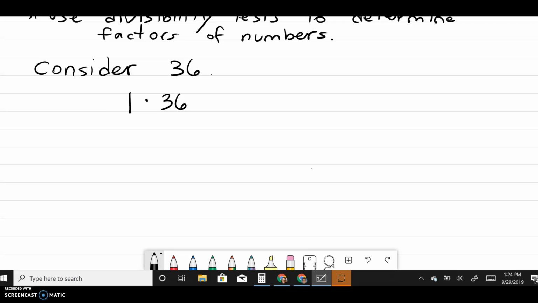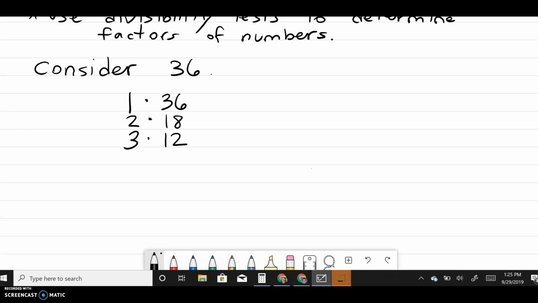Now I'm going to use my divisibility tests. So the next number would be 2. Since 36 is even, that means we can divide it by 2. So 36 divided by 2 is 18, so 2 times 18. Those are factors of 36. Then you would check 3. So remember, with the rule for 3, you add the digits in the number. 3 plus 6 is 9, and then 9 can be divided by 3, so that means that 3 is a factor. And in this case, it's 3 times 12, because 36 divided by 3 is 12.